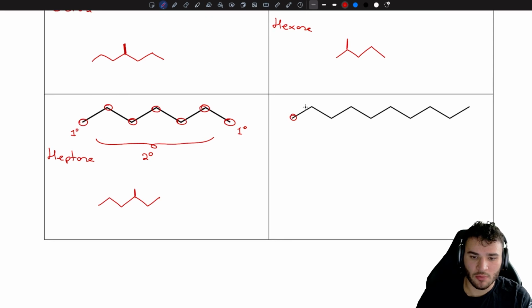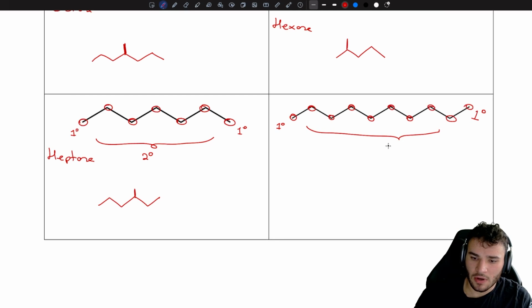And the last problem, I count 1, 2, 3, 4, 5, 6, 7, 8, and then 9 and 10. And so these ones are going to be primary. And all the ones in the middle are going to be secondary, and that includes this one. Okay, it's just not letting me draw all the way. And so for 10 carbons, our name will be decane.